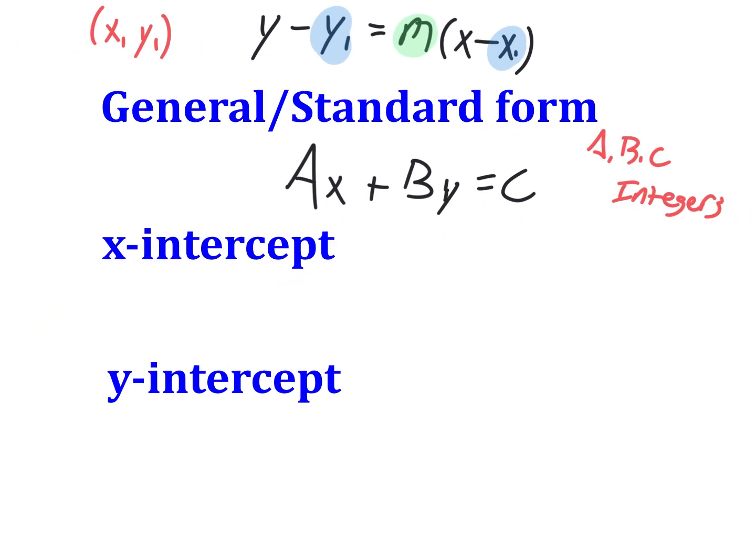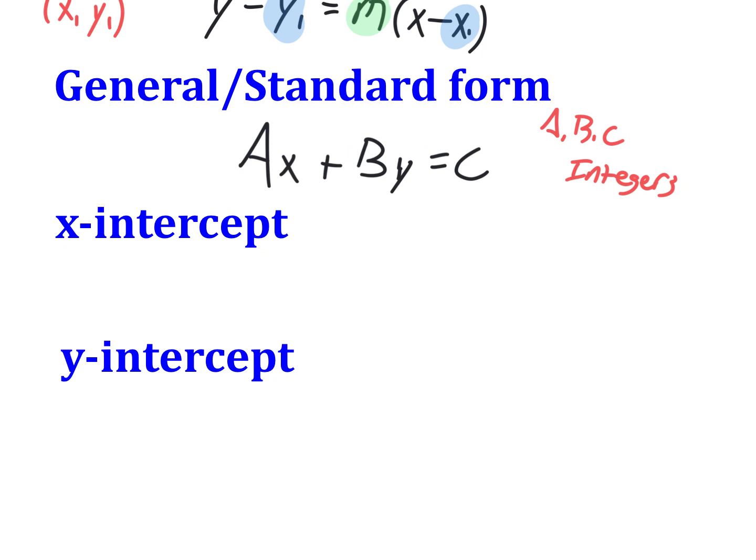From standard or general form, we can calculate the x-intercept or the y-intercept. The way we would do this is by plugging in 0 for either the x or y value. The x-intercept is always going to be on the x-axis, which means it has a y value of 0. So if I plug in 0 for y, I'll get ax equals c. So the x-intercept is c divided by a.